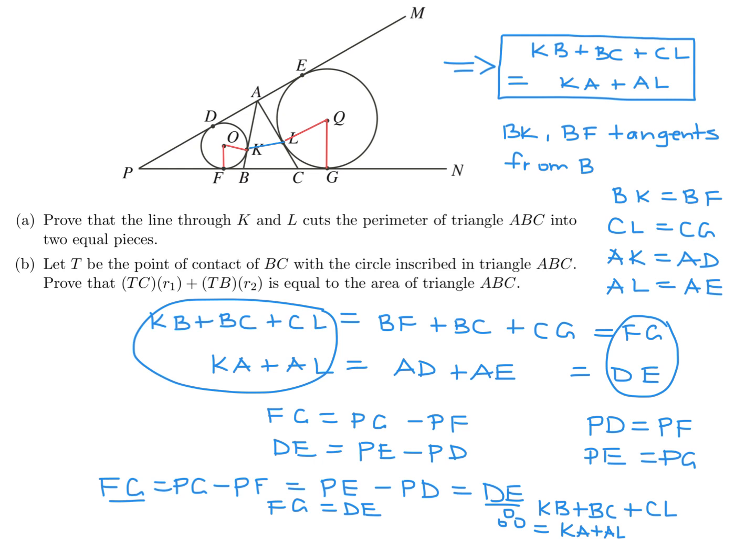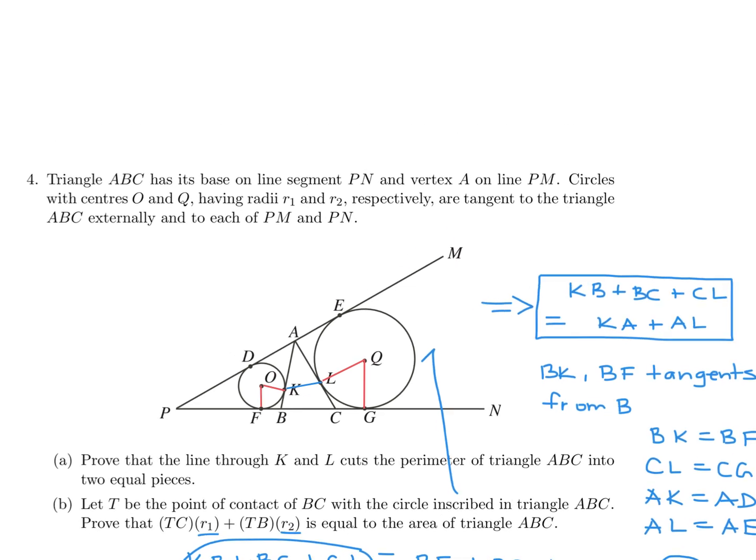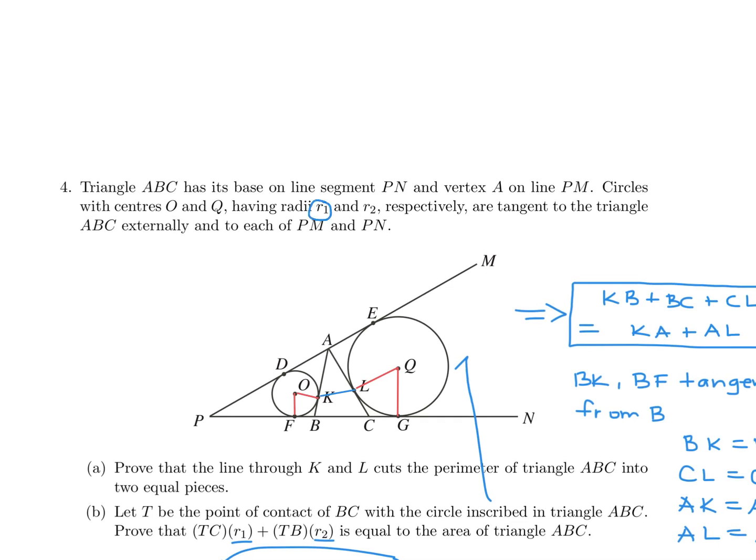Part B: let T be the point of contact of BC with the circle inscribed in triangle ABC. Prove that TC times R1 plus TB times R2 is equal to the area of triangle ABC. Just to refresh your memory, if you forgot what R1 and R2 are, if you look back, R1 is the radius of the circle with center O, and R2 is the radius of the circle with center Q. Okay, so let's proceed.